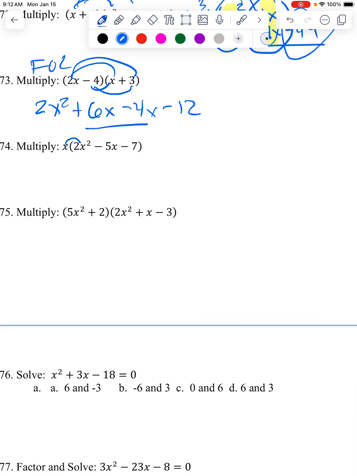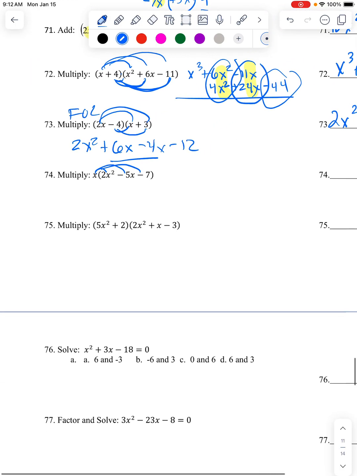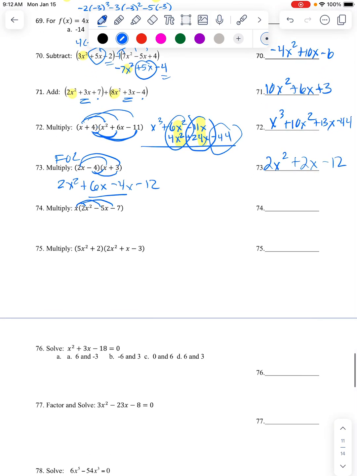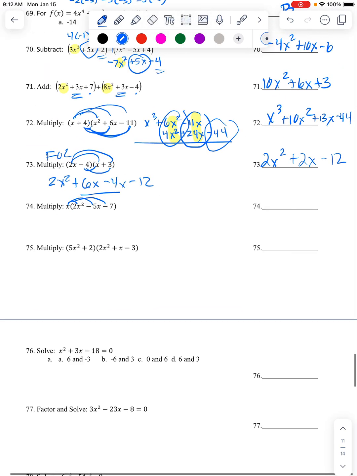This one is only one item out in front, so I'll just distribute it. So we actually started off with a pretty hard one and worked towards ones that we're more familiar with. I end up with 2x cubed minus 5x squared and a minus 7x.